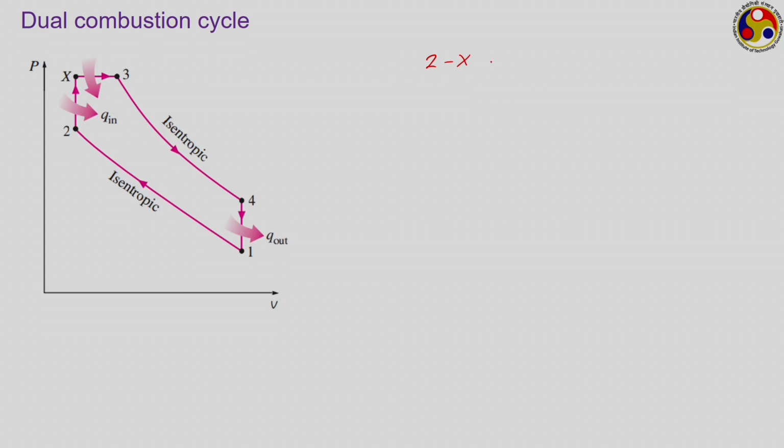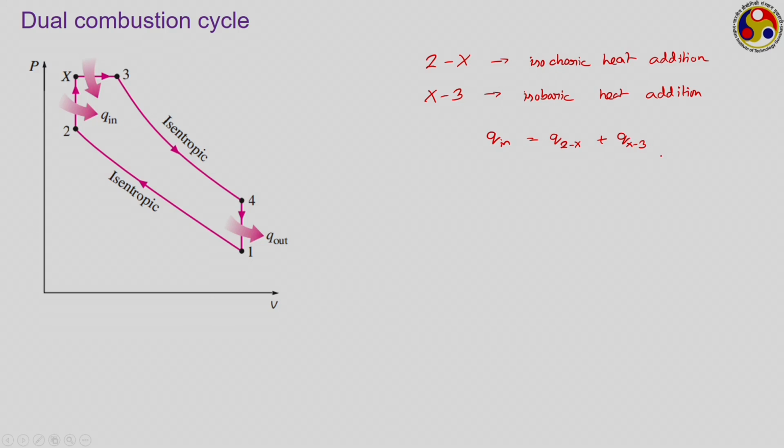Here this 2 to x refers to an isochoric heat addition part, whereas this x to 3 refers to an isobaric heat addition part. So, total heat added will be the heat added during the process 2 to x plus process x to 3. The heat rejection of course remains the same, that is at constant volume.